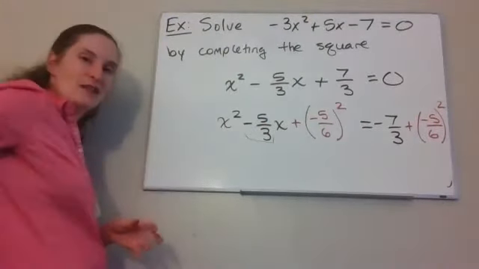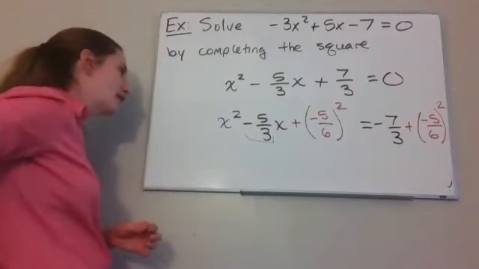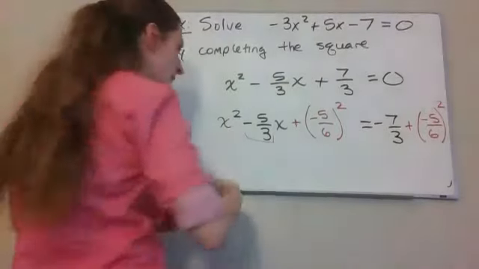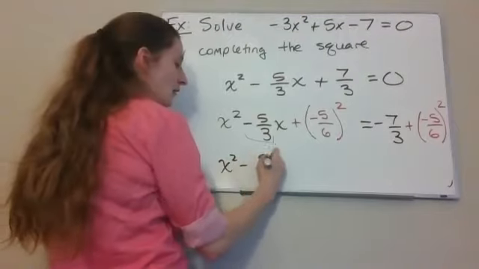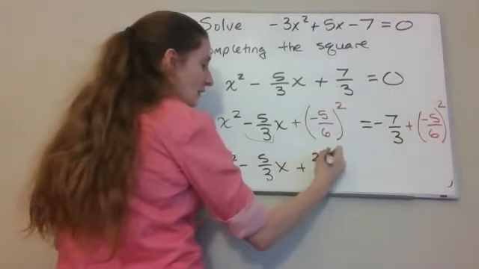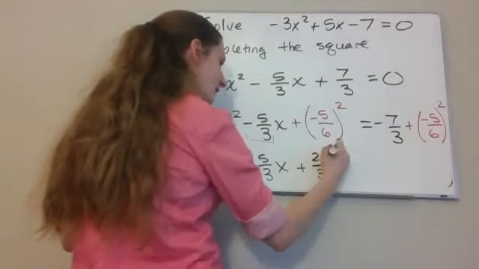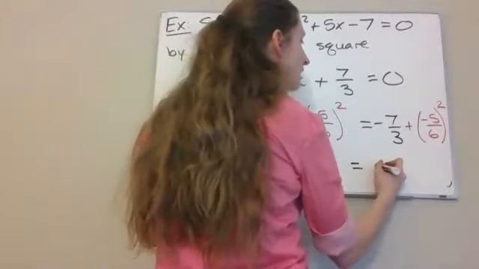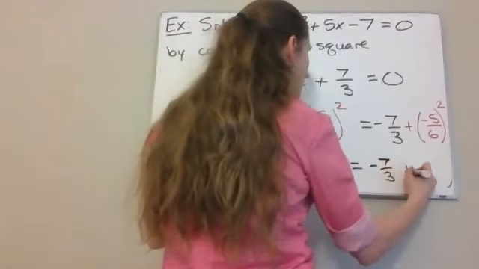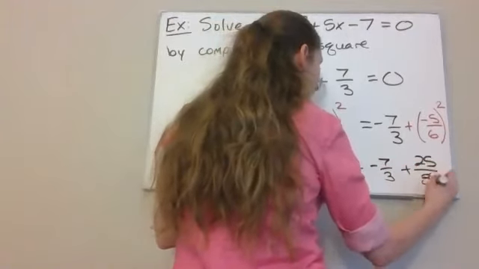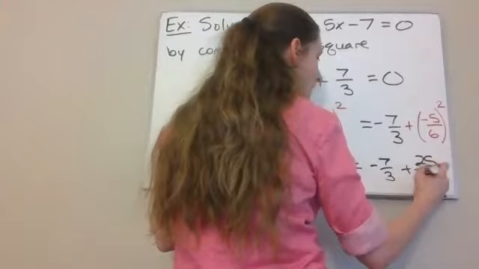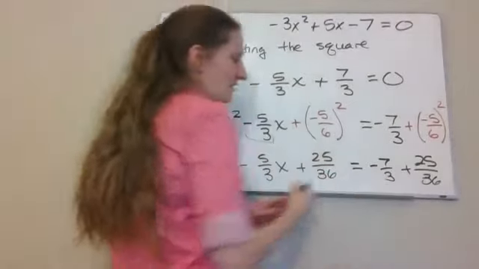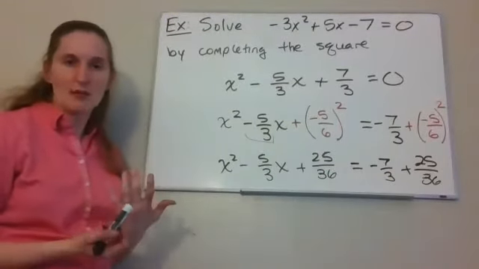Now what is negative 5 over 6 in parentheses squared? Well, that's 25 over 36. Remember, you square the top and square the bottom. So we get x squared minus 5/3 x plus 25 over 36 is equal to negative 7/3 plus 25 over 36. So I need to now factor this left-hand side and combine these guys together so that I can actually look at it as one number over there.